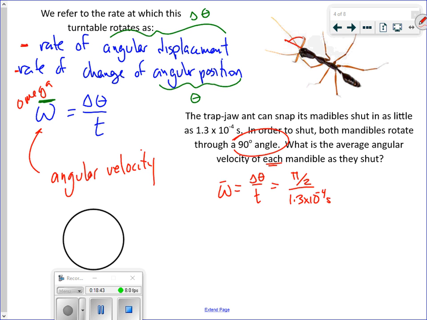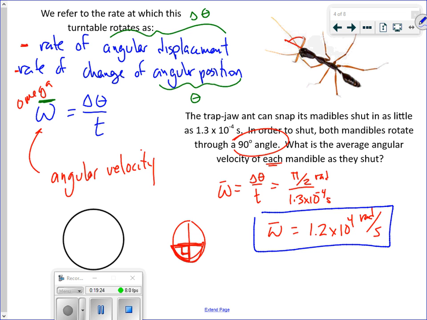Where'd that pi over 2 come from? Well, a full circle is 2 pi radians. That means half a circle is pi radians, and a quarter of a circle, 90 degrees, is pi over 2 radians. So pi divided by 2 divided by 1.3 times 10 to the negative 4th equals, good gosh almighty, an average angular velocity of 1.2 times 10 to the 4th radians per second. Those trap jaw ants. Is there anything they can't do?